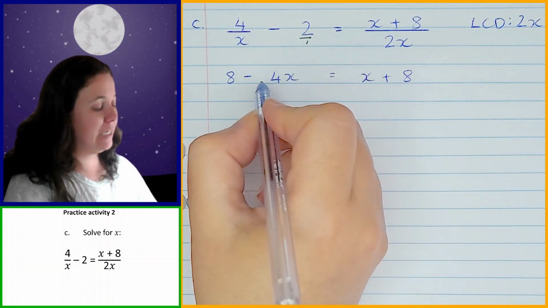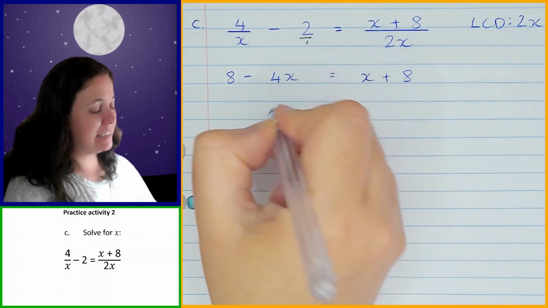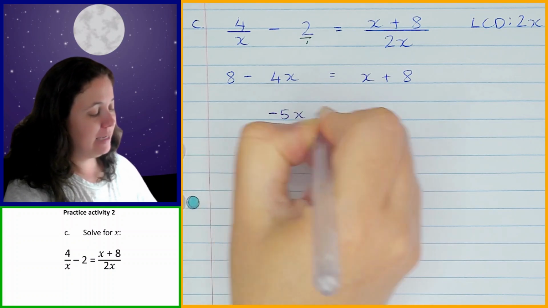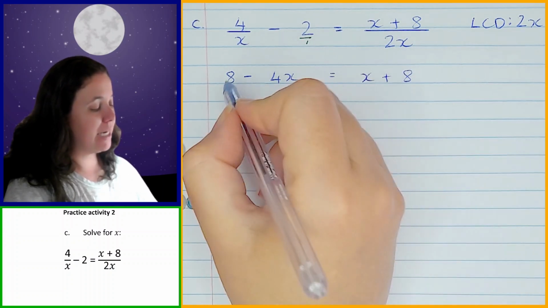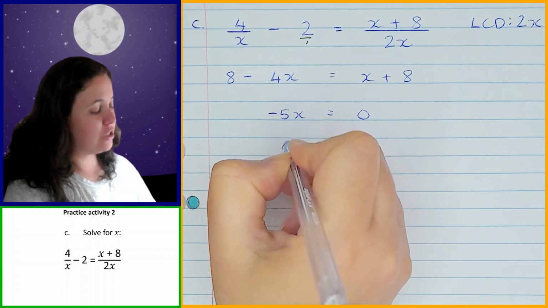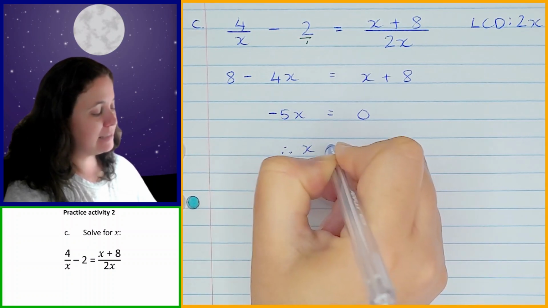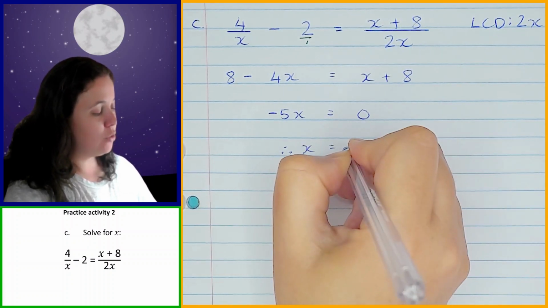So I've got negative 4x minus x is negative 5x equals 8 minus 8 is 0. So therefore, x is equal to 0 divided by negative 5, which is 0.